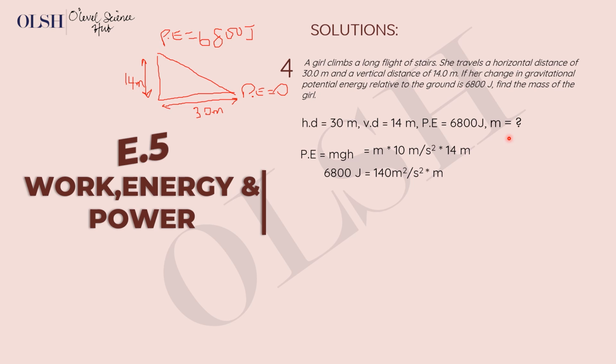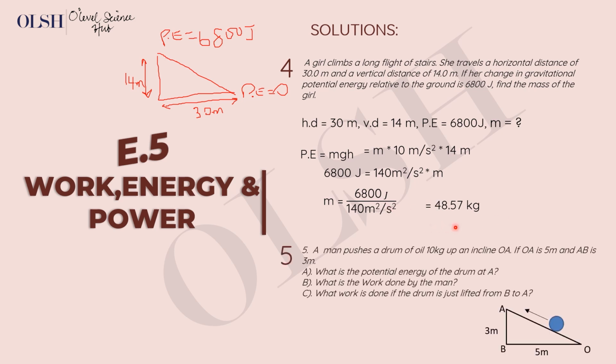All right, so we make m the subject of formula, and we'll have 6,800 joules divided by 140 meters squared per second squared. All right, which would give us 48.57 kilograms. Okay, so that's pretty straightforward.